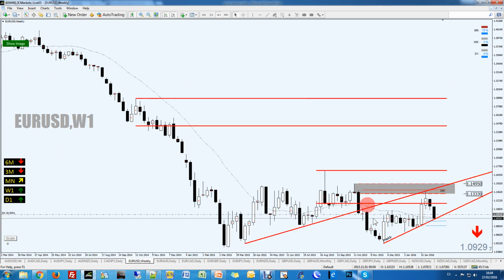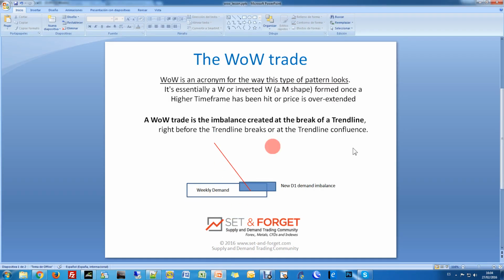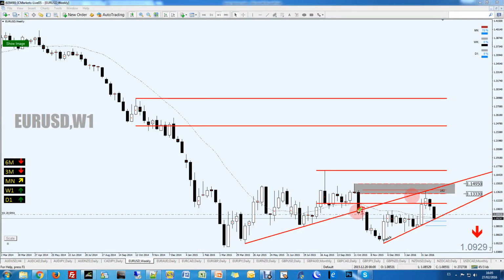This is confirming that imbalance. That is a WoW. This one over here. It is created at the origin of the whole drop in price, but this is also a WoW. Why? Because as the definition explains, it is an area that happens right before the trend line breaks or at the trend line confluence. So that weekly area of supply over there is a weekly WoW short that happens at the trend line confluence, as explained by the rules.